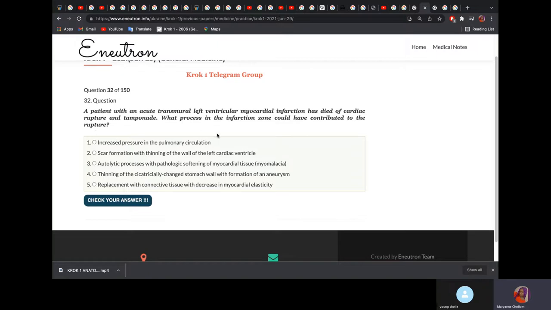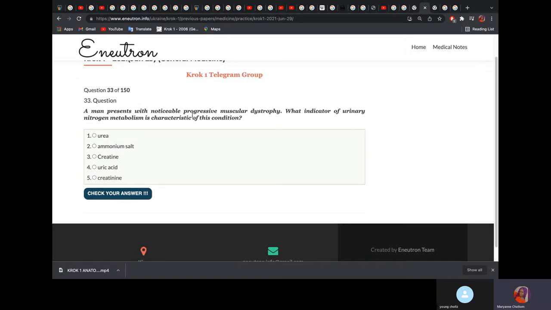So they ask what contributes to the rupture of the heart. It will be the autolytic process because of the ischemia due to the infarction and softening of the myocardial tissue, myomalacia, because I told you when it's acute infarction, there's no time for the connective tissue to form. So the heart will be soft. So that's why there was a rupture. But if it was chronic, it would be formation of scar. Yes, scar formation with thinning of the wall of the left cardiac ventricle, the same thing as replacement with connective tissue and decreasing myocardial elasticity. So if it was chronic, it could be both of these answers, but Krok will not put both of the answers.